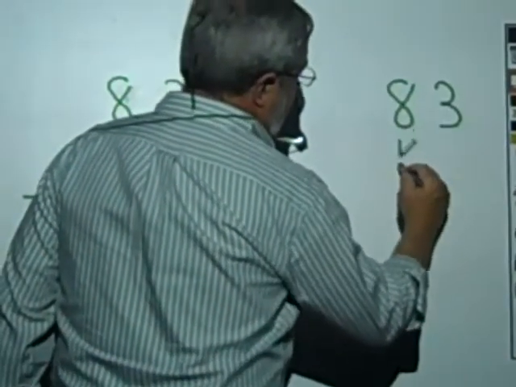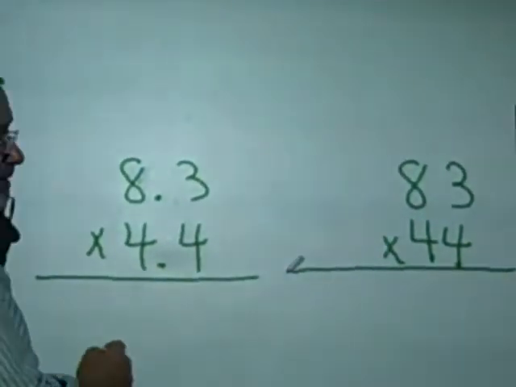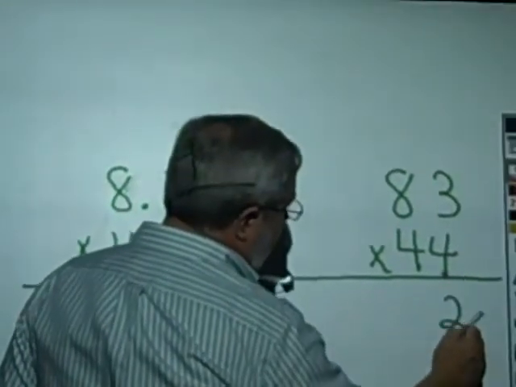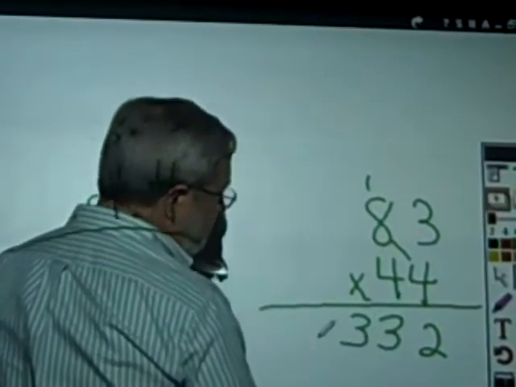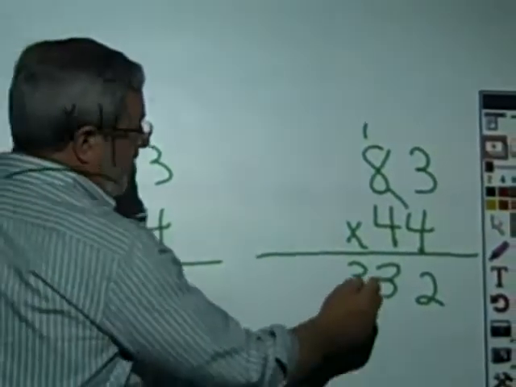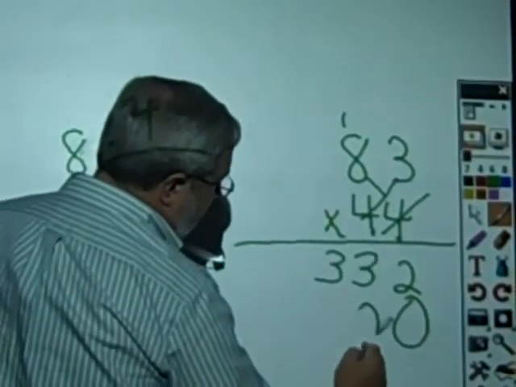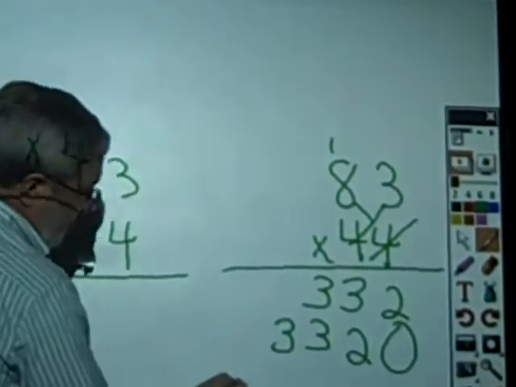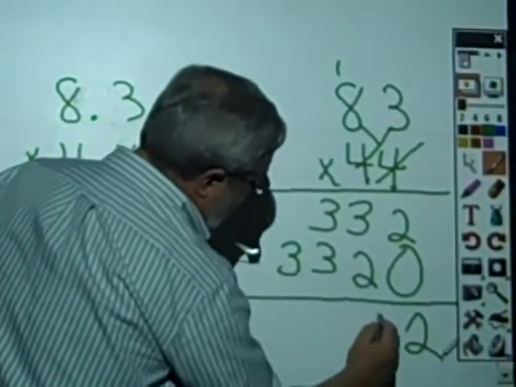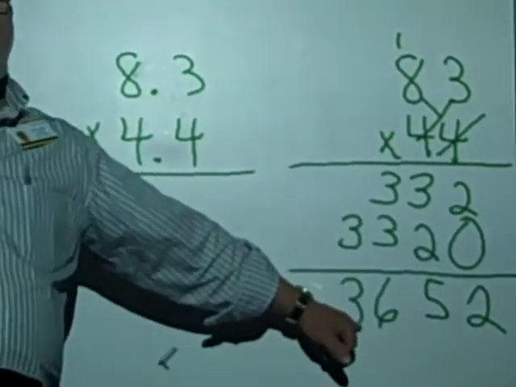So let's move over here and work this problem out. 83 and 44. 4 times 3, of course, is 12. Carry my 1. 4 times 8, 32, plus 1 is 33. So my first line is 332. I'm done with this. Cross it out. Place a 0 here. 4 times 3, 12. 4 times 8, 32. 33 once again. So I'm going to add this down, I guess. 2, 5, 6, and 3. So I get an answer of 3652.